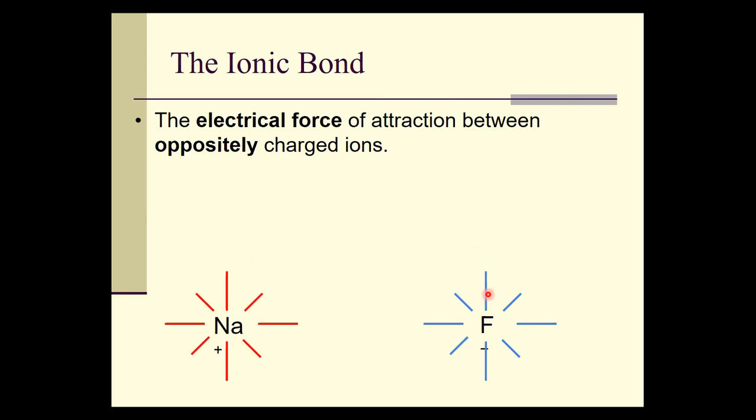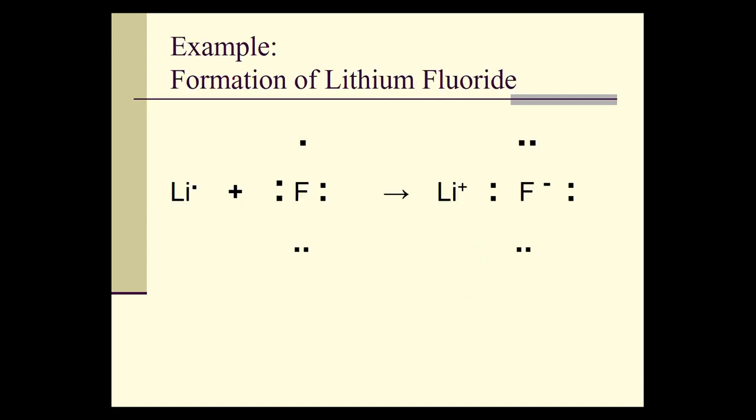So what holds an ionic bond together is the electrical force between the two different ions. This positively charged sodium and this negatively charged fluorine, those charges are going to cause them to stick like magnets. So sodium and fluorine are now stuck together because of their charges. Okay. Lithium is going to work the same way. Here's lithium and fluorine. Lithium fluoride. Lithium has 1, fluorine has 7.